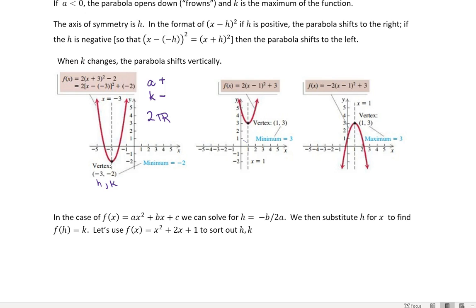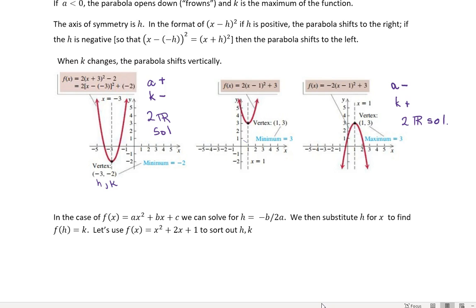If we have a negative a, so our a is negative and our k is positive, then we're again going to have two real solutions.